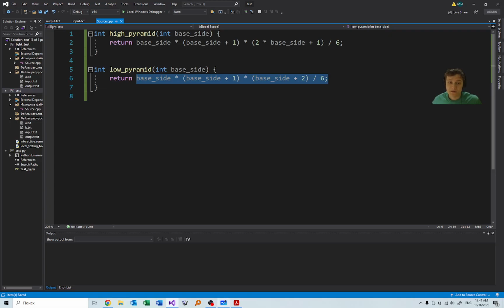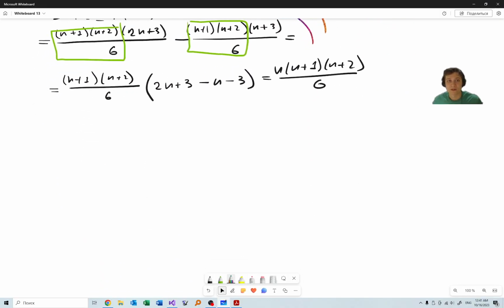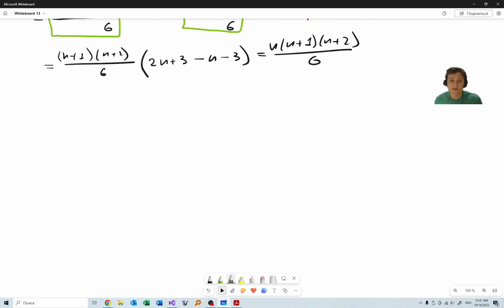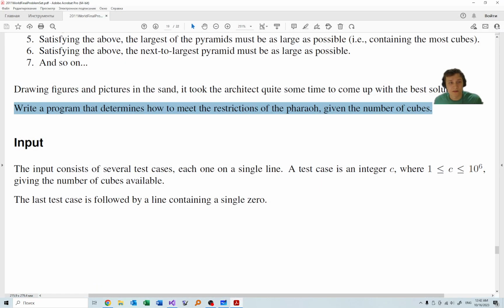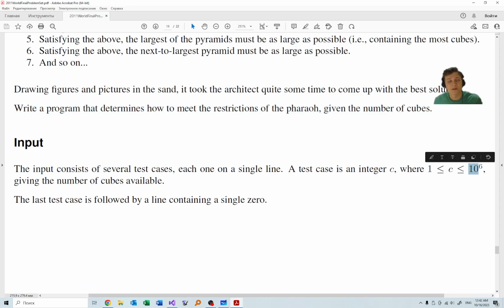What to do next? Okay, we have the formula. Actually, you do not need this formula because, again, as you see, base side cubed over 6, this is kind of fast growing function. So for base side equals 200, for example, this is already more than million. Yeah, it is more than million. So you will not need any sides which are greater than 200.